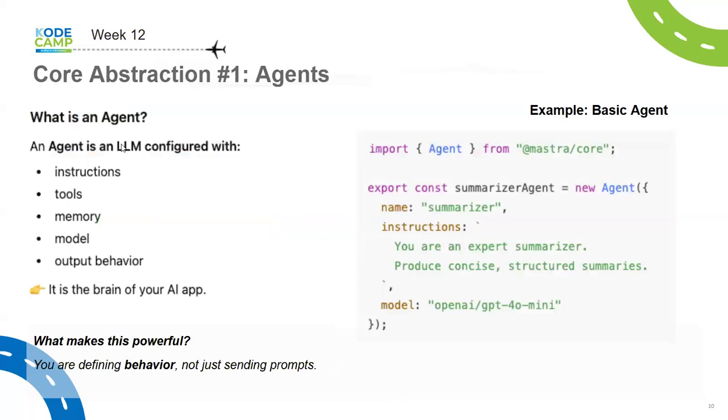So the first abstraction, the agent, is the same as any other agent, like what we've come to know and understand as agents. It's an LLM that you have configured with instructions. Instructions is their own nomenclature for what we used to call system prompts. So in LangChain, OpenAI, and all the others, they are called system prompts, but Mastra calls them instructions.